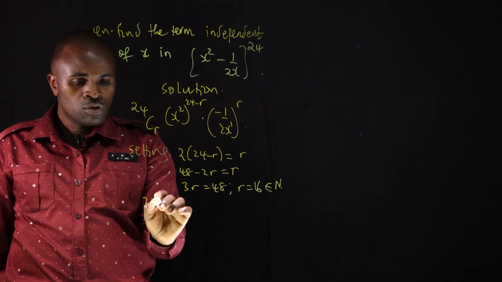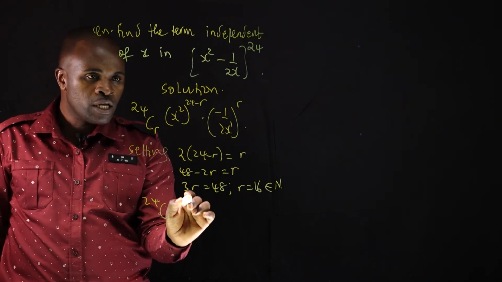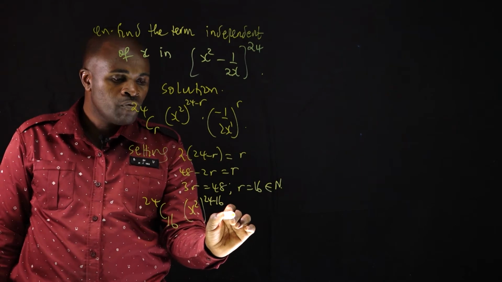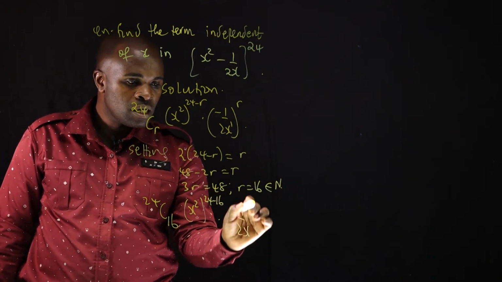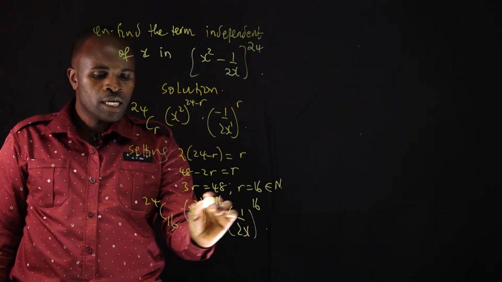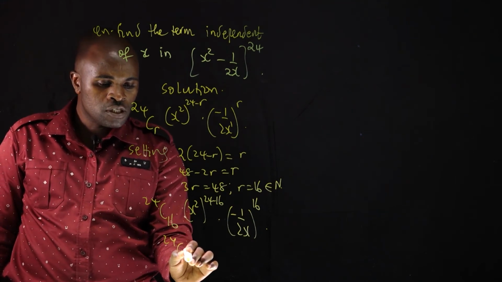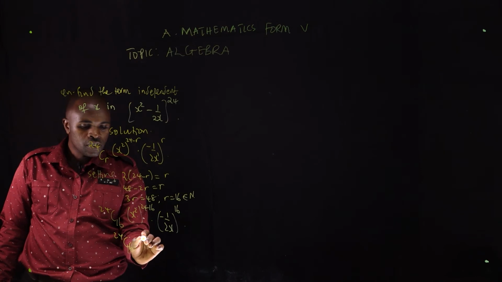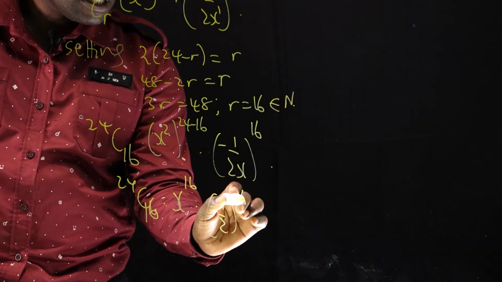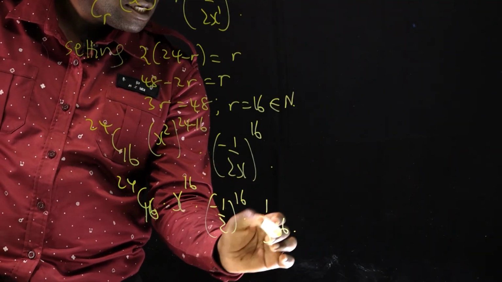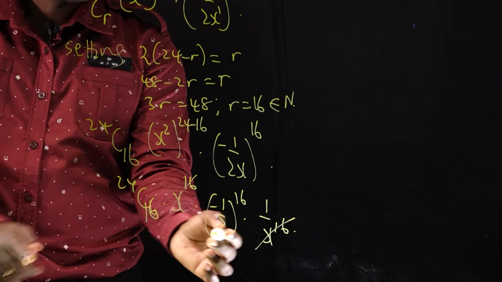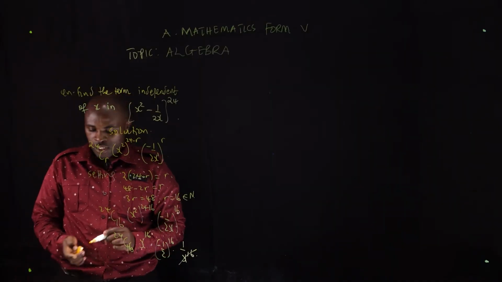So this becomes 24 combination 16, and here we have x², to the power 24 minus 16, times (-1/(2x)) to the power 16. Treating this one, you have 24 combination 16 times (-1/2) to the power 16 times 1 over x to the power 16, where the x's cancel, and therefore the term independent is 24 combination 16 times (-1/2) to the power 16, which is easy to conclude.